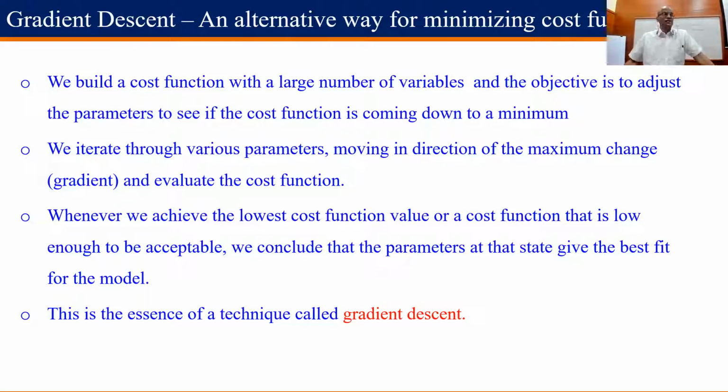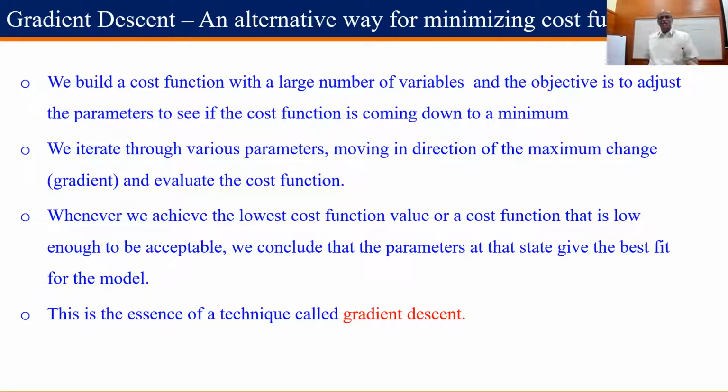So whenever we achieve the lowest cost function, whatever it is, or a cost function which we say is low enough to be acceptable. So when the J or the sum of the least squares becomes less than 1e-6, 1e-4, 1e-8, depending on your criterion for stopping. This is called the stopping criterion. We conclude that the parameters at that state give the best fit for the model.